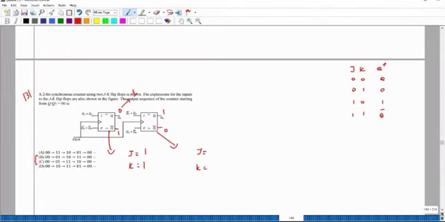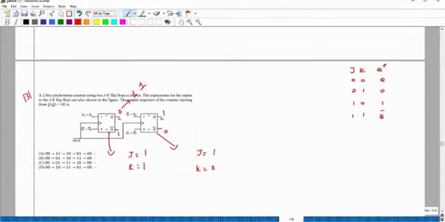Next, J is 1 and K is 0 plus 0. 0 plus 0 is 0. So 1, 0. This is also moving to 1. So my answer will be this 2.